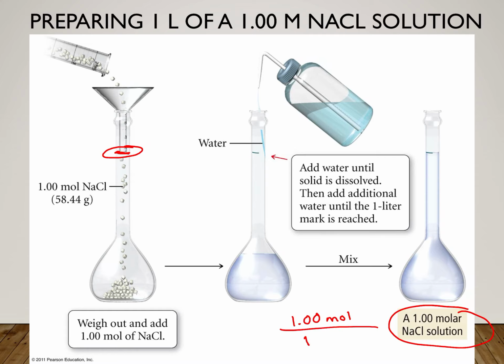which means we'll need 1 mole of our solute per 1 liter of solution. So if we're trying to make 1 liter, we need 1 mole. So we add in our 1 mole of sodium chloride, and then we add distilled water or deionized water up until the 1 liter mark. And this way we know we have 1 liter of solution total, right?